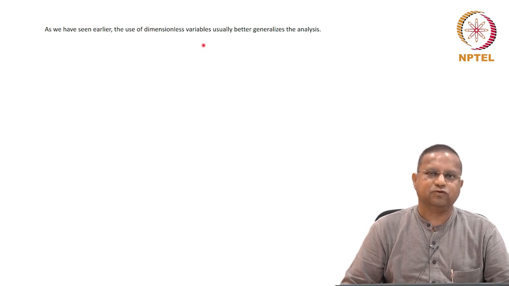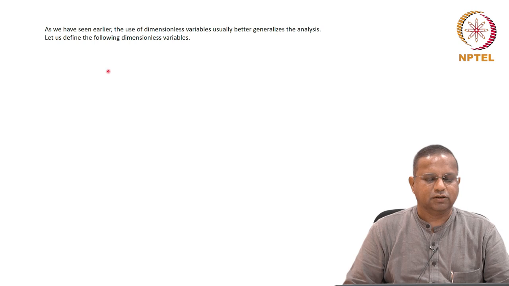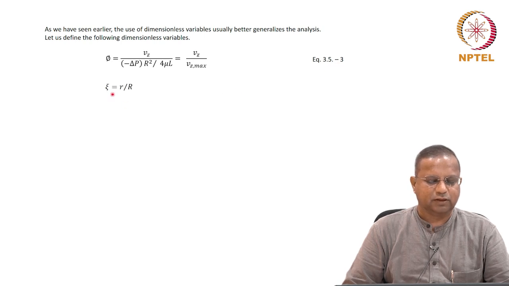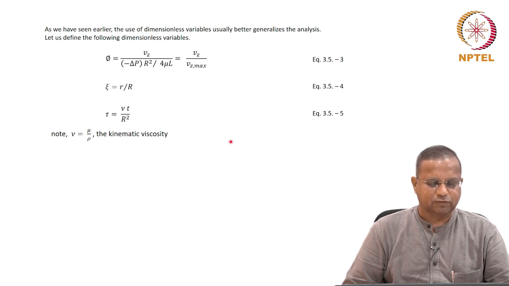And let us use dimensionless variables, which will give us a general enough solution. And to do that, let's define the following dimensionless variables. Let us define phi as Vz by (minus delta P R squared by 4 mu L), which is the ratio of the two velocities, Vz to Vz max. Let us call that equation 3.5-3. And let us say xi is r by R, equation 3.5-4. And let us define tau as nu t by R squared, where nu is viscosity by density, the kinematic viscosity, as it is called. Equation 3.5-5.